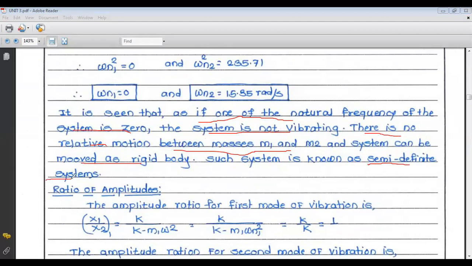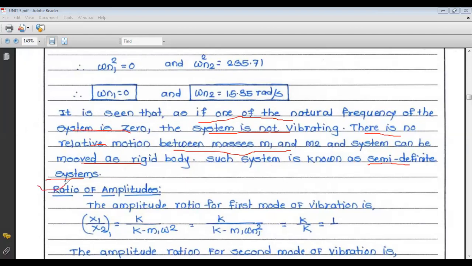So what is meant by a semi-definite system? In a 2 degree of freedom system there are two natural frequencies, but if one of the natural frequencies has value 0, then that system is non-vibrating. So there is no relative motion between both masses, that is m1 and m2. So the system can be moved as a rigid body. Such a system is known as a semi-definite system.